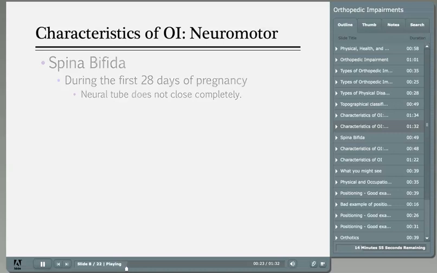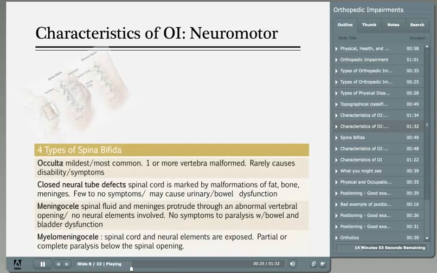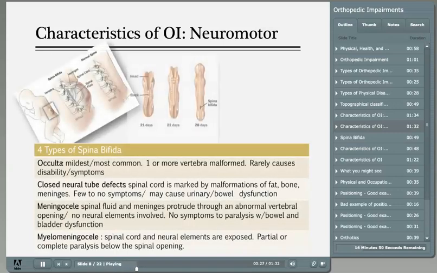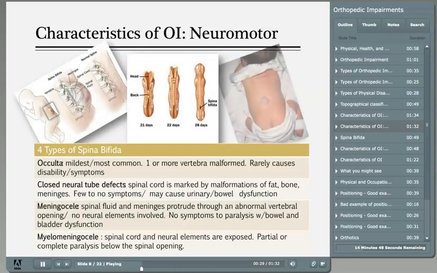There are four types of spina bifida, and the milder forms rarely cause impairments or symptoms. The mildest form, spina bifida occulta, involves malformation in one or more vertebra and rarely causes impairment or symptoms.